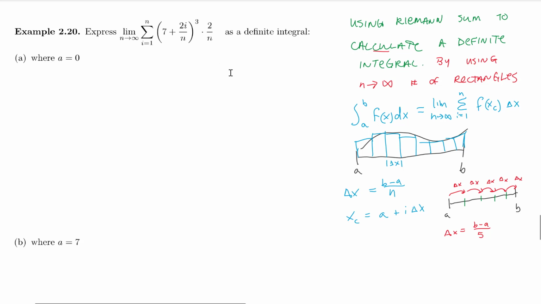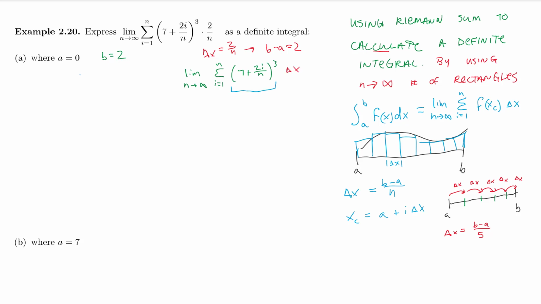So what we're going to try to do in this problem is do that process in reverse. We can see here that delta x is equal to 2 over n. That tells me that b minus a is equal to 2. That's the numerator right here. So if a is equal to 0, that must mean that b is equal to 2. Alright, so let's take a second and rewrite our summation. We have the limit as n goes to infinity of the sum i equals 1 to n of 7 plus 2i over n cubed. And now I know that my 2 over n is my delta x.